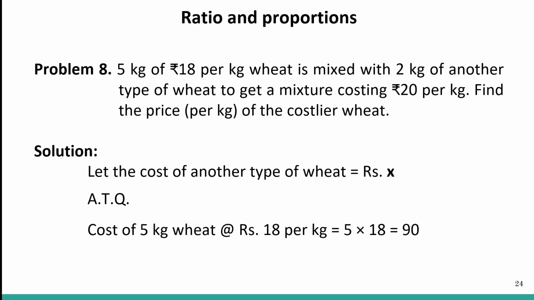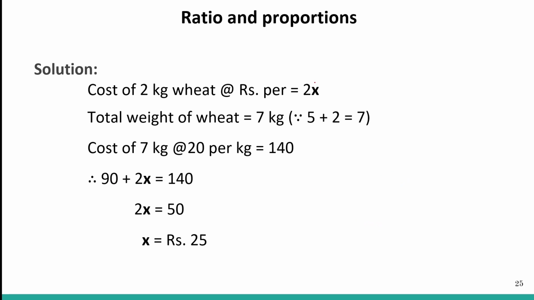So let the cost of the other type of wheat be x. Okay, this is how we proceed for this kind of word problem. If something is asked, let that number be x. Okay, so according to the question, the cost of 5 kg wheat at 18 per kilo is 5 into 18 is equal to 90, right? So the cost of 2 kilo wheat is 2x, if the cost of 1 kilo wheat is x. Okay, so the total weight of wheat is 7 kilo. So the cost of 7 kilo at the rate of 20 is 140.